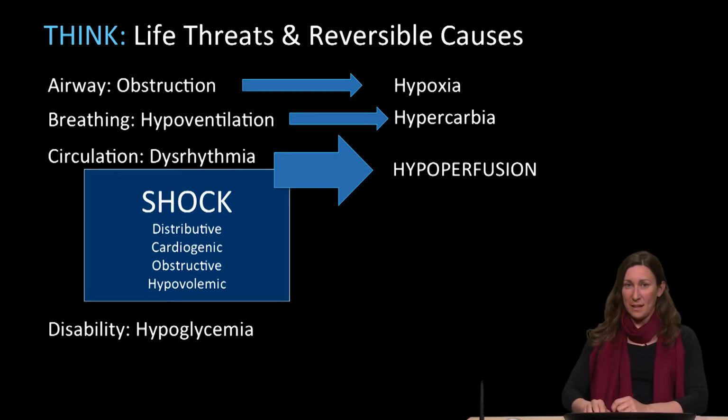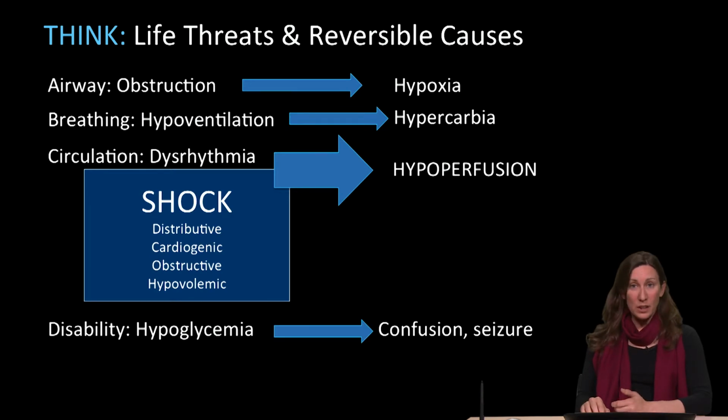So on disability exam, remember we are also looking for reversible causes of altered mental status. So hypoglycemia. This can cause confusion in and of itself. It can also cause seizures. So you may see a patient who's actively seizing. You may see a patient who's in the post-ictal phase, or just a patient who's confused.